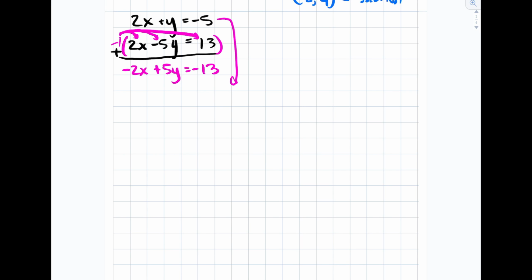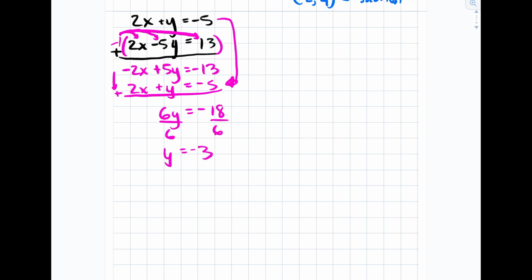Next, I'm just going to rewrite this equation down here. So it's going to be 2x plus y is equal to -5. So now when we add straight down, addition method, these x's are going to cancel. 5y plus y is 6y, which is equal to -18. And we can solve this equation, right? Divide both sides by 6. 6 goes into 18, -3 times.